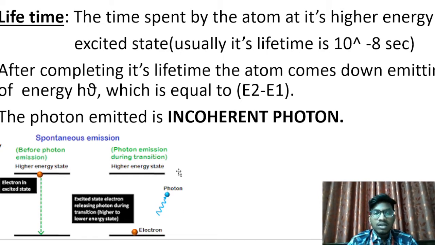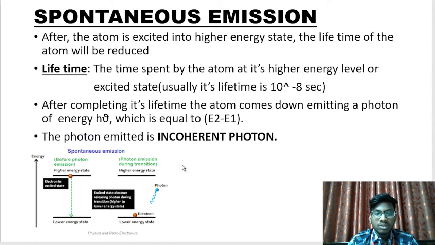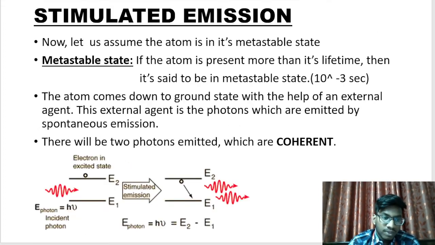The photon is known as incoherent photon. So this is incoherent photon. This is about spontaneous emission. The third emission, which is the most important emission, and which is responsible for the production of laser, is nothing but stimulated emission.